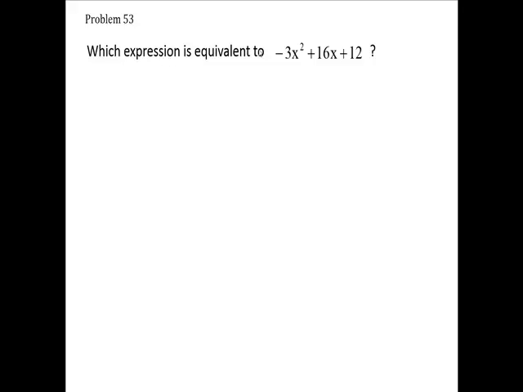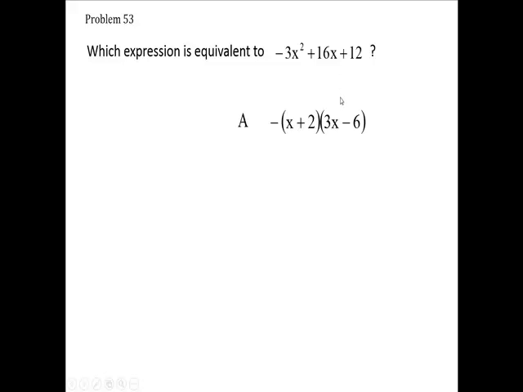Which expression is equivalent to negative 3x squared plus 16x plus 12? Now, another video I made of the same problem uses the AC factoring, which is found in most textbooks. But this video shows you how to work it using the no fuss factoring.